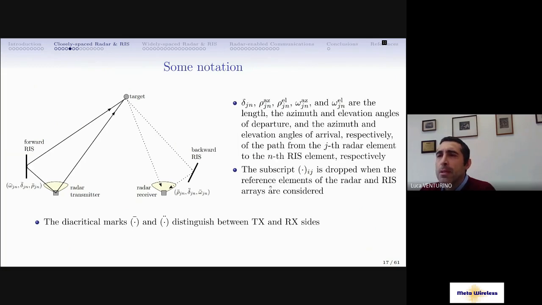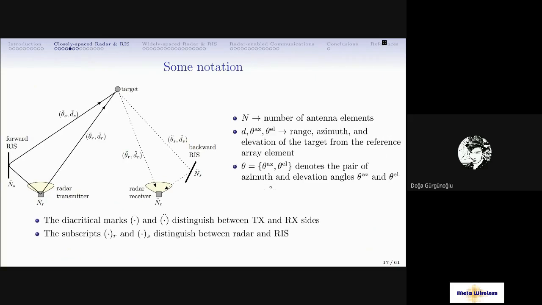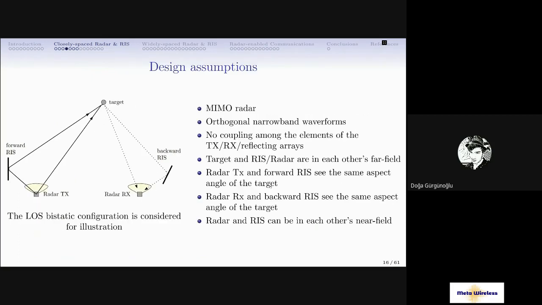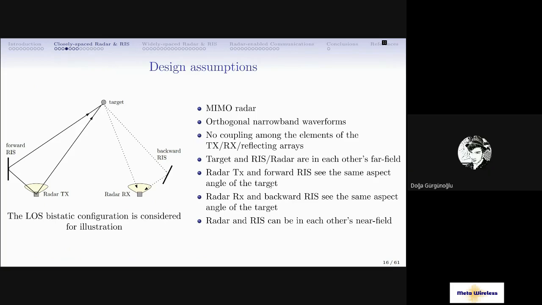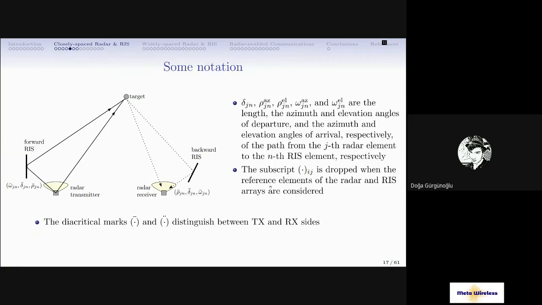Okay. Sorry, I have one question. If you go back to the main setup, when you consider the path, how do you model the short channel between the radar transmitter and the forward RIS? That's the first question. Yeah, I will show this later. Okay. Could you open the notation again?